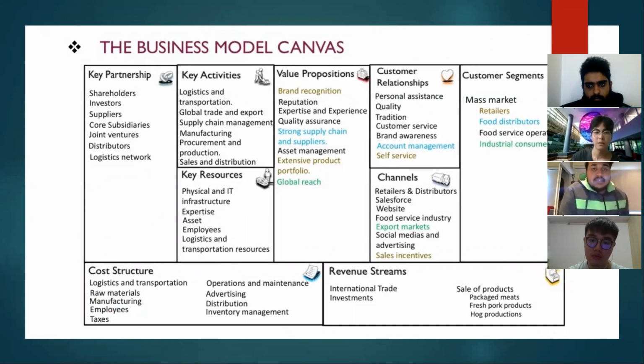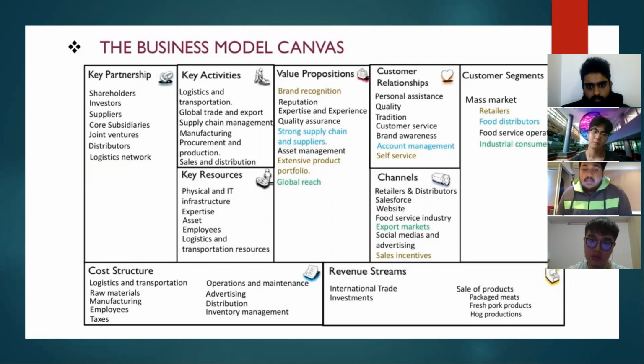Now I'll explain the business model canvas of Smithfield. The first one is customer segments, which mainly focus on the mass market, such as retailers, food distributors, the food service industry, and industrial consumers. Secondly comes the value proposition, with brand recognition, where Smithfield has a positive track record and a solid reputation, along with expertise, where employees are well trained and experienced, and the quality, strong supply chain, asset management, extensive product portfolio, etc.